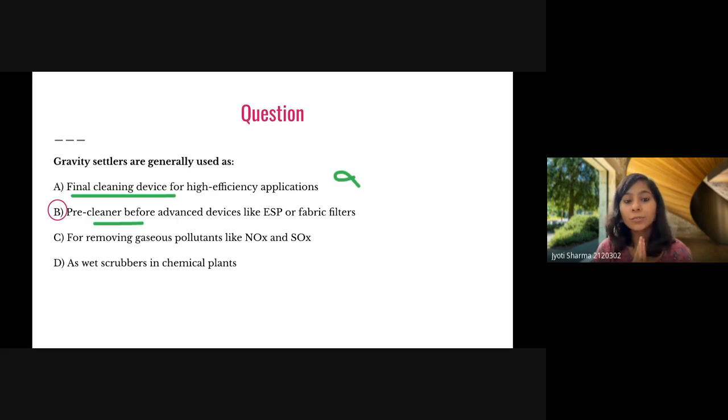degraded. So just to protect the efficiency of ESP and fabric filter, and to increase the life cycle of such instruments, we use a gravity settler as a pre-cleaner. For removing gaseous pollutants, no, this is just for particulate matter. As a wet scrubber, no, we are not using any chemical in the gravity settler. So B is the right answer.